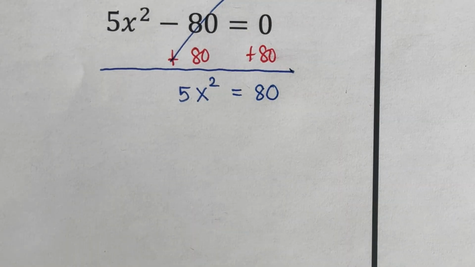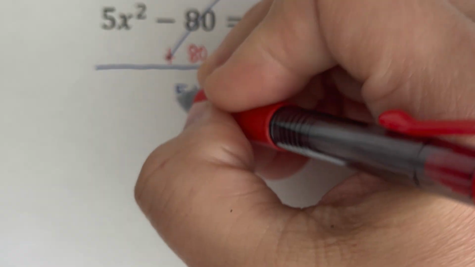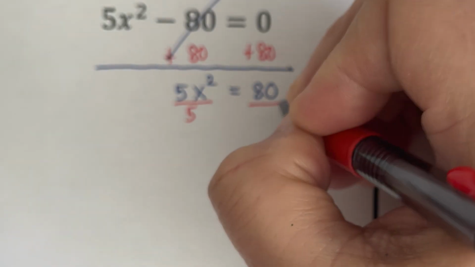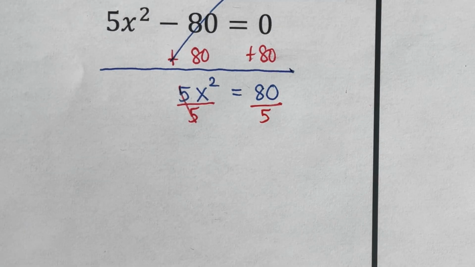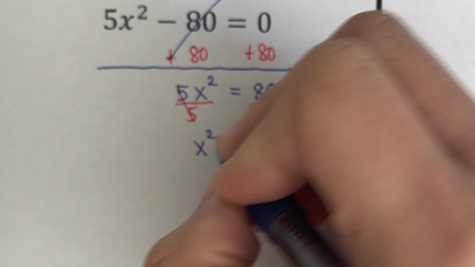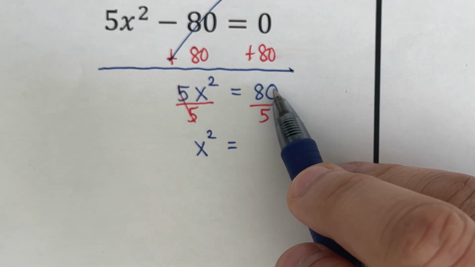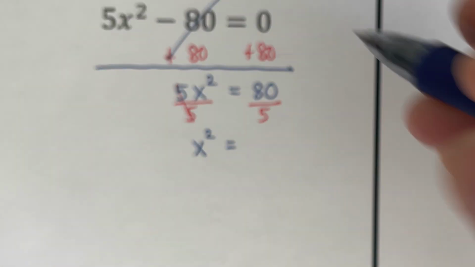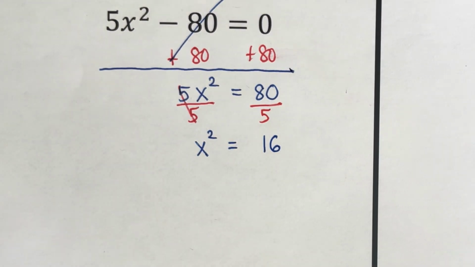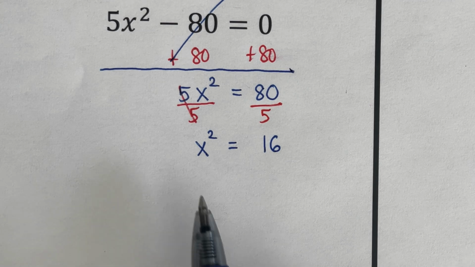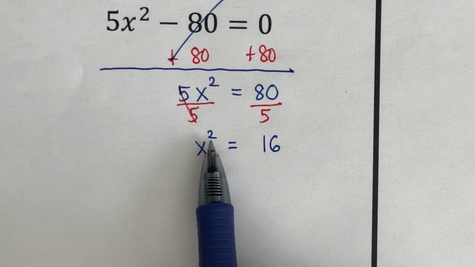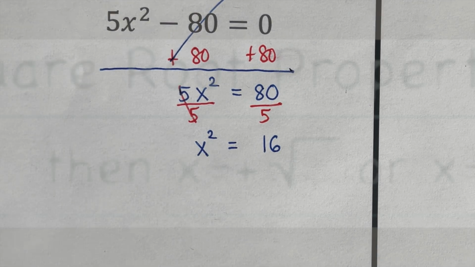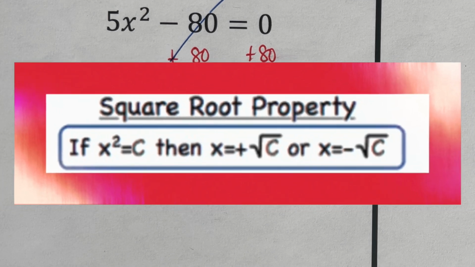But then we want the x by itself. So then we can divide both sides by 5. We divide this by 5 here so that we are left with x squared is equal to, we have 80 divided by 5 is 16. So then we are going to solve for x, but this is an x squared. So we are going to use the square root property for this, which states that if x squared is equal to constant c, then x is actually equal to plus minus square root of c.